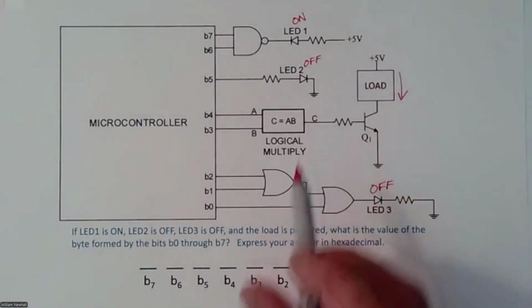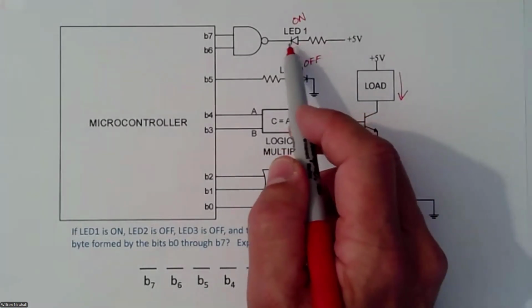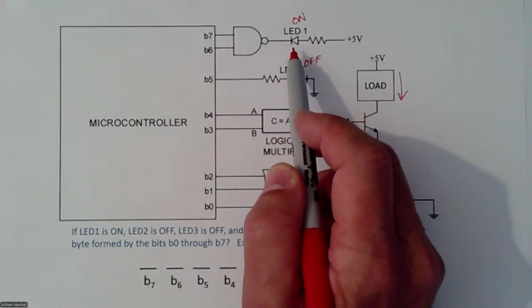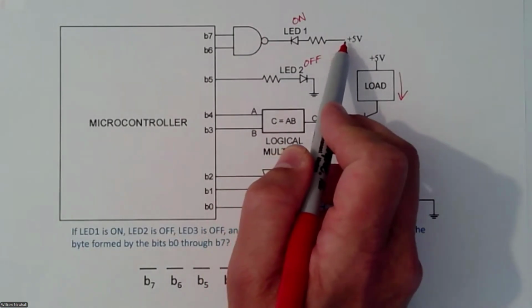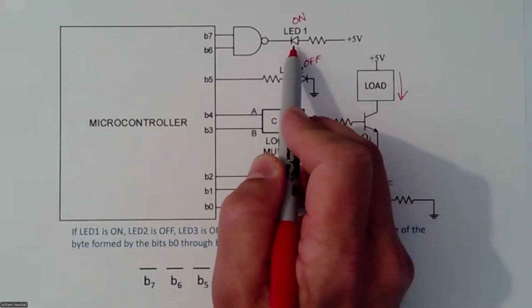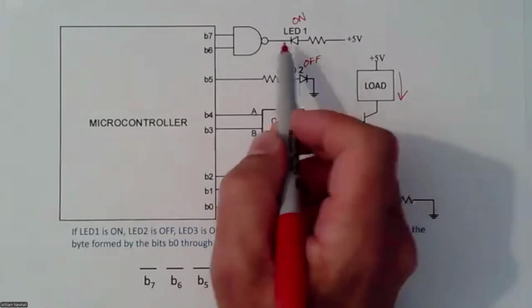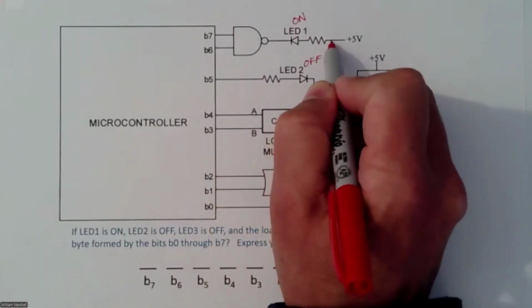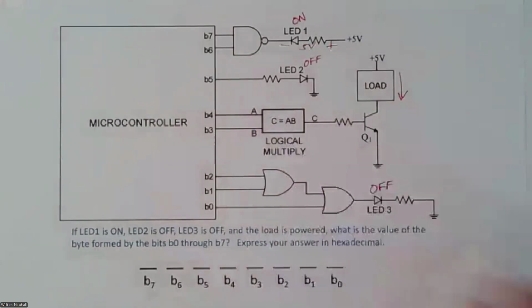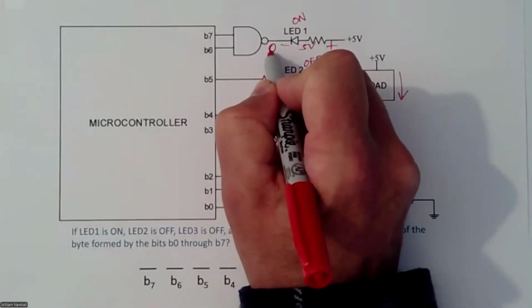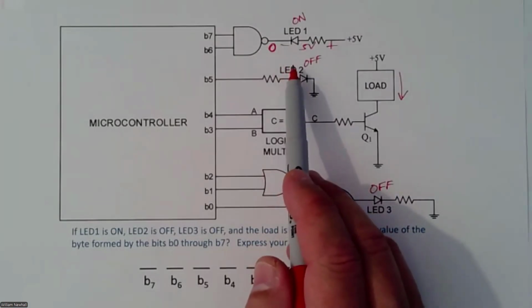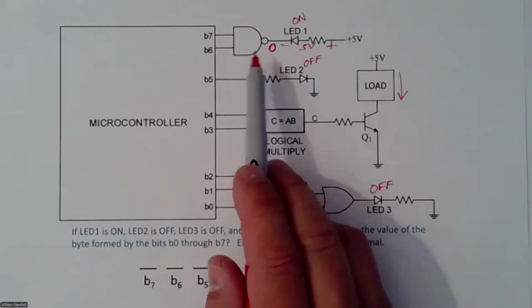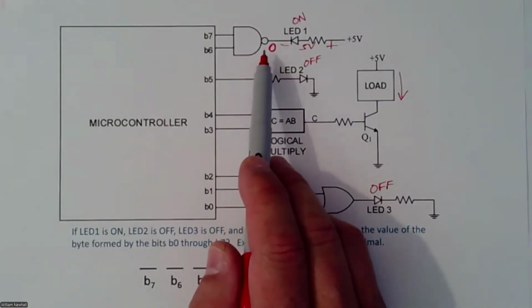Okay, so we have LED 1 on. Let's figure out how to turn this LED on. We have 5 volts on the right side of this resistor in series with the LED. So in order to get 5 volts across that LED and resistor, we need a logic level 0, or actually 0 voltage right here. That will put 5 volts across that LED.